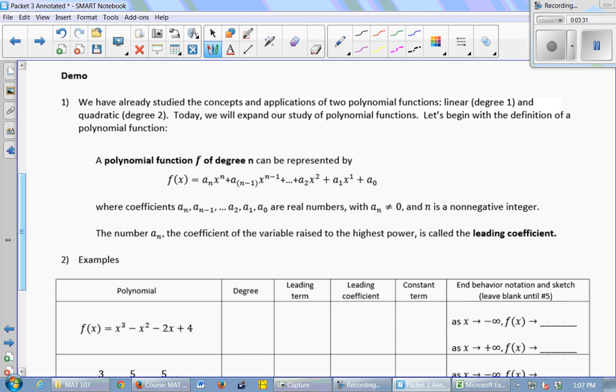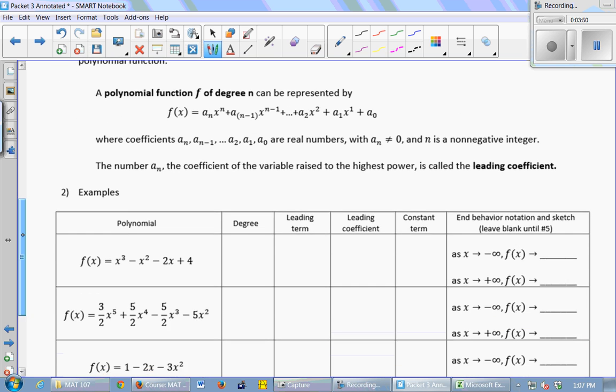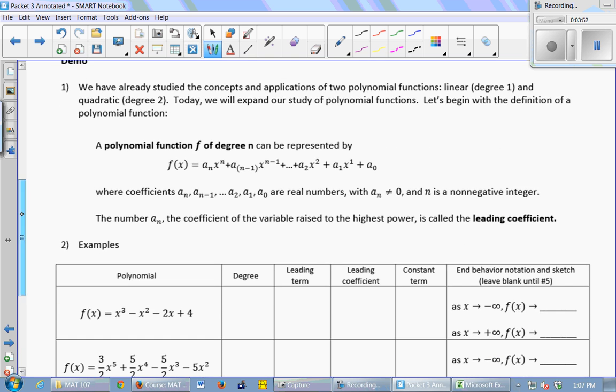So this definition looks kind of crazy, right? It's got all kinds of subscripts and variables and stuff. But you don't have to be able to interpret that. We're just going to jump to some examples. The number a sub n is just the coefficient on the highest power of x. That's called the leading coefficient. The number n is called the degree. And the very last thing, the number without any x next to it, is called the constant term.